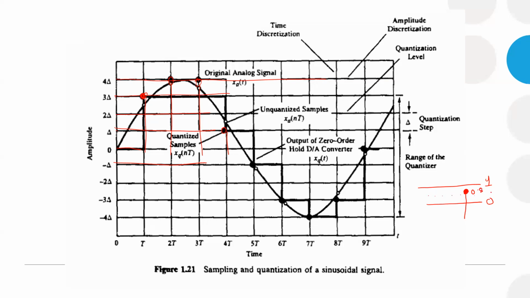We have to imagine a midline between 0 and 1, which is at 0.5. If the amplitude of the discrete signal lies above 0.5, then we will consider that value as 1. And if this value lies below 0.5, then we will consider that value as 0. So this is how the quantization process is done here.